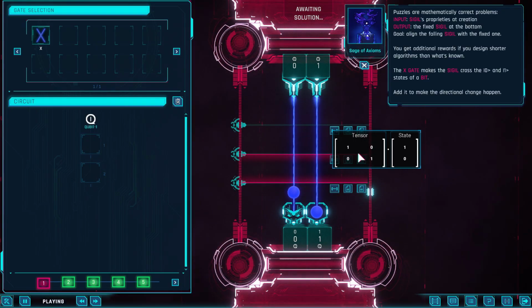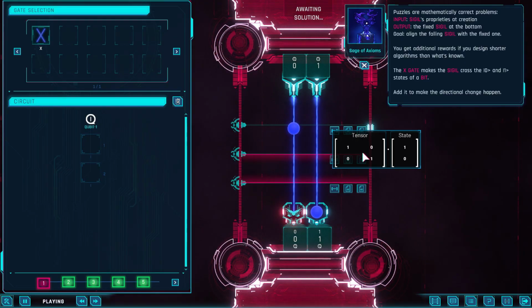The tensor here is a representation of what the gate does. Right now, we don't have any gates placed other than the identity state gate. And we may see an identity gate later on, but this essentially is an identity gate. An identity gate means that the outgoing state is the same as the incoming state. And so it just goes straight down.